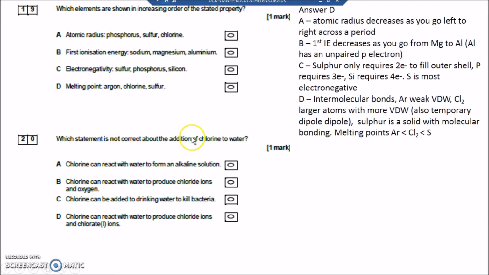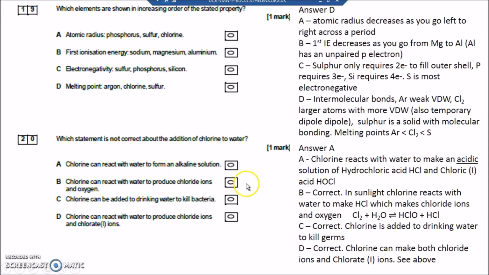Which statement is not correct about the addition of chlorine to water? Chlorine can react with water to form an alkaline solution. No, it forms an acidic solution. It forms hydrogen chloride, which makes hydrochloric acid, which dissociates to make H+ ions. So A is incorrect. Let's have a look at the other ones then.